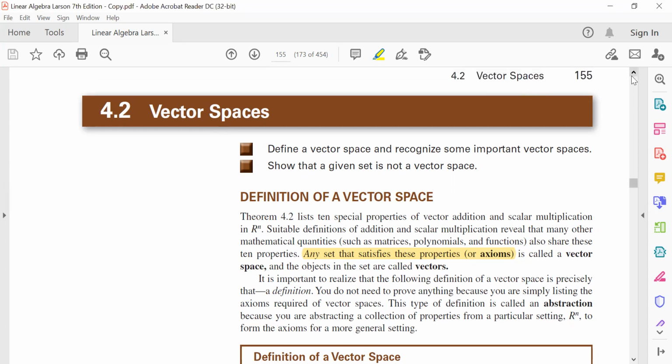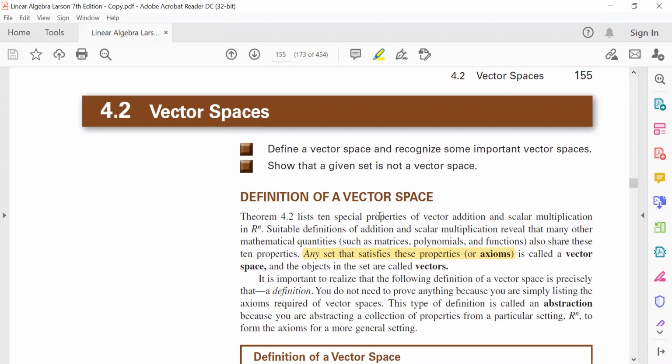We're starting 4.2, vector spaces. In 4.1, we talked about vectors. I guess what I want to say is 4.1 was more concrete, the kind of vectors we represented the way you're used to doing it, with arrows and stuff like that. In 4.2, it's going to get a little more abstract, but trust me, it's going to be worth it. We're going to define something called a vector space.